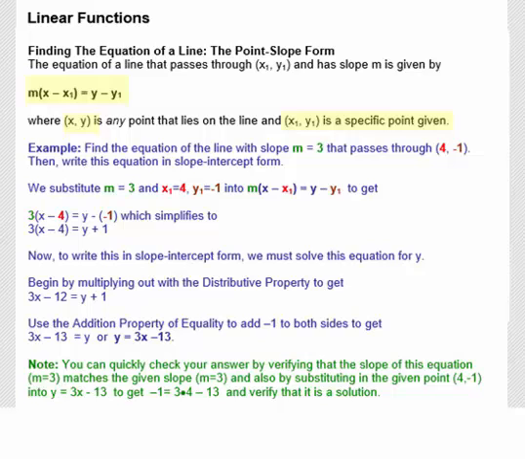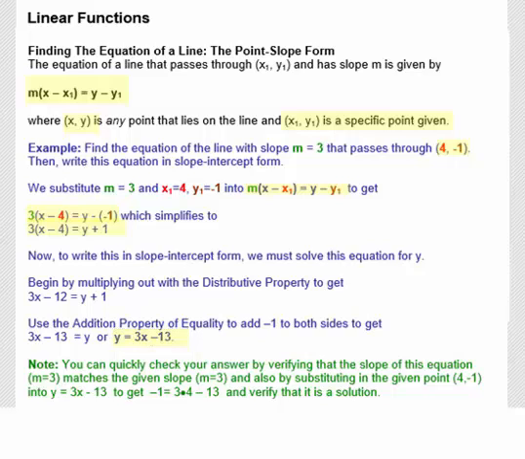Let's say we have a line with slope m equals 3, and it passes through this specific point (4, -1). Well, (4, -1) is our (x1, y1), and 3 is our slope m. So we plug those values into that point slope form, and we get 3 times (x minus 4) equals y minus -1. That simplifies to 3 times the quantity (x minus 4) equals y plus 1. And we can rewrite that in slope-intercept form as y equals 3x minus 13.